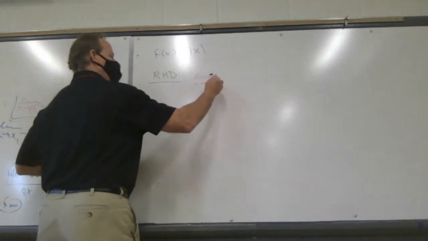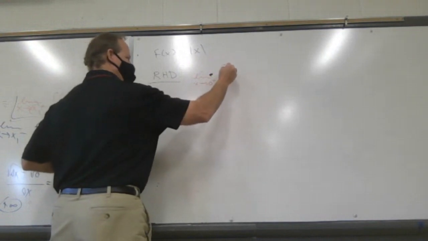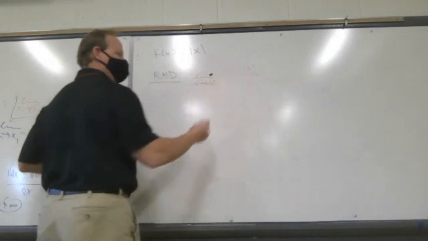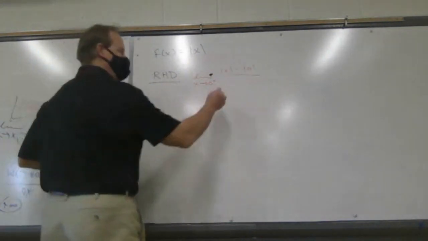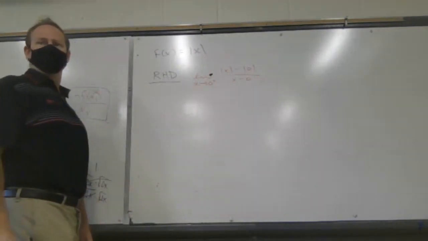So let's go the limit as x approaches 0 from the right of f of x, which is absolute value of x, minus f of 0, which is absolute value of 0, which is just 0, right? All over x minus 0. Okay, so what's that equal?